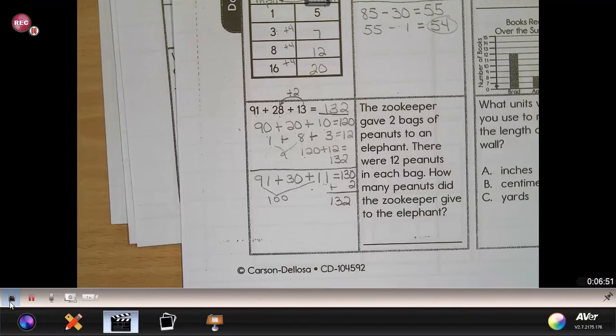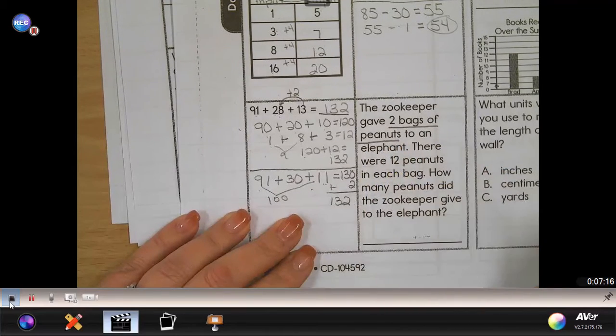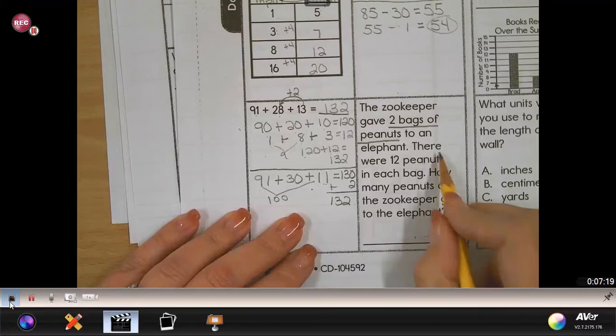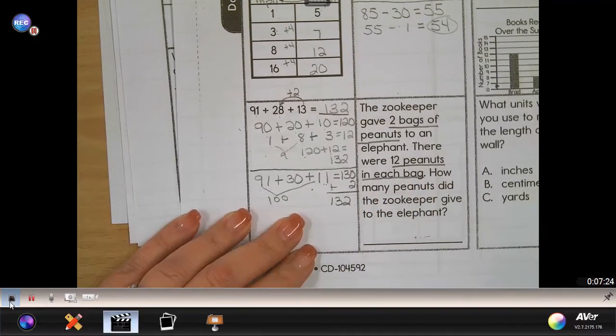So we are going to read through the word problem first, and then we're going to think about what information is important. So it says, the zookeeper gave 2 bags of peanuts to an elephant. There were 12 peanuts in each bag. How many peanuts did the zookeeper give to the elephant? So we have 2 bags of peanuts that were given to the elephant. In each bag, there were 12 peanuts. That's important information.